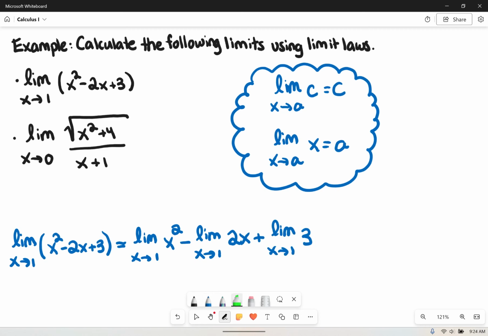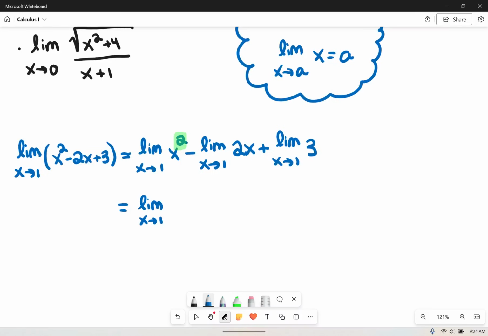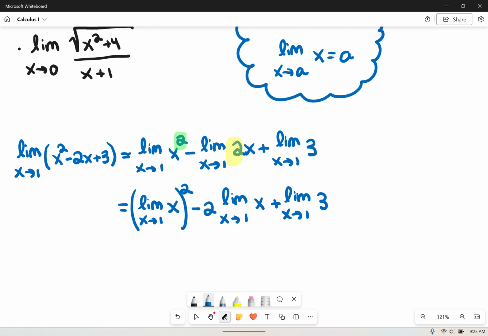Then, since the limit of a power is the power of the limit, we can rewrite the limit as x approaches 1 of x squared as the limit as x approaches 1 of x, all squared. We can also factor the 2 out of the limit as x approaches 1 of 2x. This gets us to the limit as x approaches 1 of x, squared, minus 2 times the limit as x approaches 1 of x plus the limit as x approaches 1 of 3, which is a combination of just our two simplest limits.